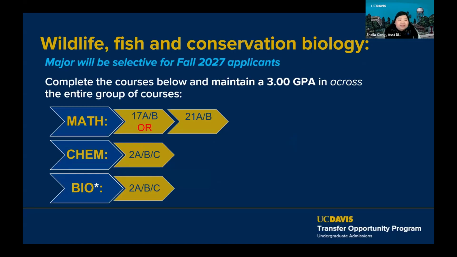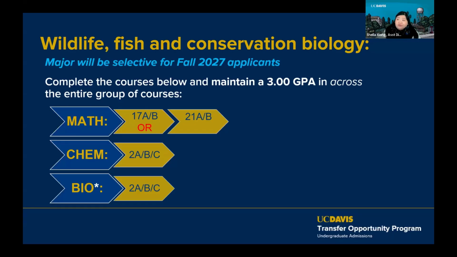And then last but not least, as Vanessa mentioned, wildlife, fish, and conservation bio is going to be a new selective major, also selected for fall 2027 applicants, so starting next year. For those of you interested in this major, you do need to maintain a 3.0 GPA across the entire group of courses. You'll need to complete either Math 17A and B or 21A and B equivalent at your community college. You need to complete the Chem 2A, B, and C courses and the Bio 2A, B, and C courses.